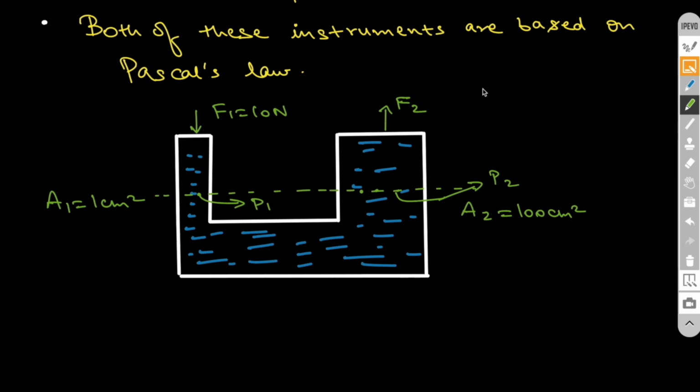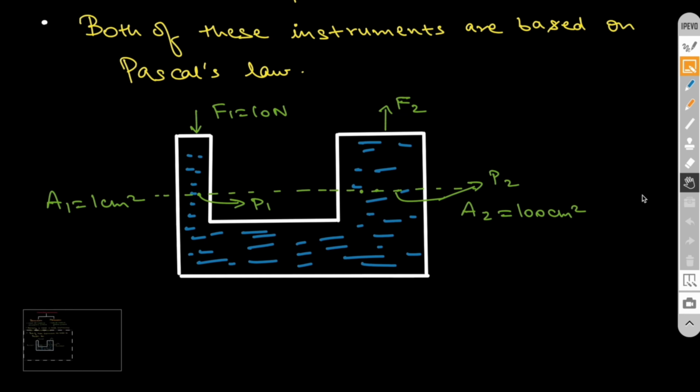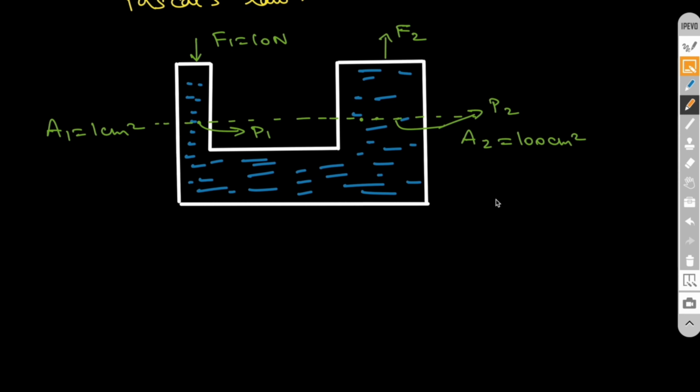Now I'll draw a diagram over here. We have to find the value of F2. We are given F1, A1. Similarly we are given A2, but we have to find F2. These are point 1 and 2. Basically you can see they are at the same level. So pressure 1 is equal to pressure 2 because they are not moving.